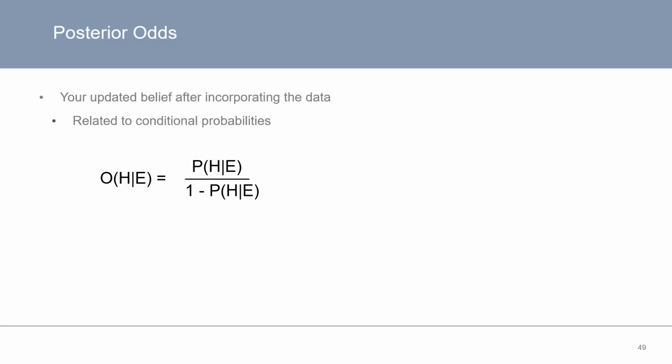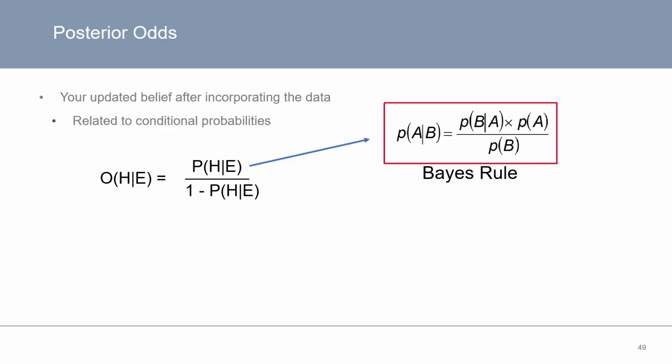Now let's look at calculating posterior odds, which are your updated belief after incorporating data. These are related to conditional probabilities we discussed earlier. In this equation, we have the odds of a hypothesis given evidence being equal to the probability of the hypothesis given evidence divided by 1 minus the probability of the hypothesis given evidence. Recall how we calculated this conditional probability, probability H given E, using the Bayes rule. So for example here, maybe the odds of a person having a disease is 5 to 2, given that they have fever as evidence.